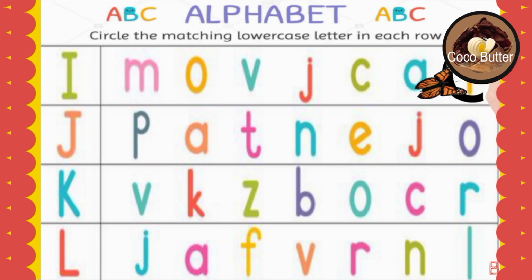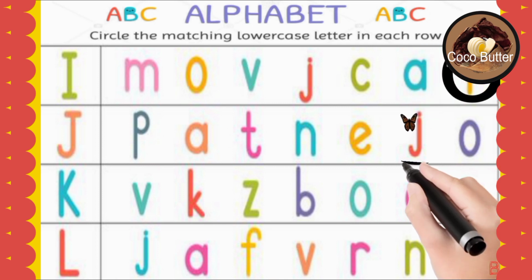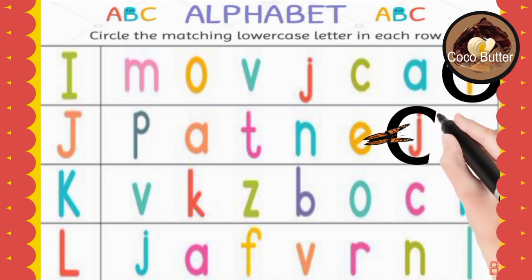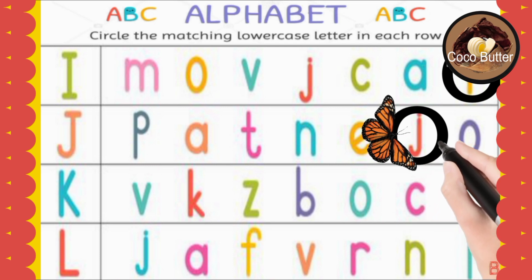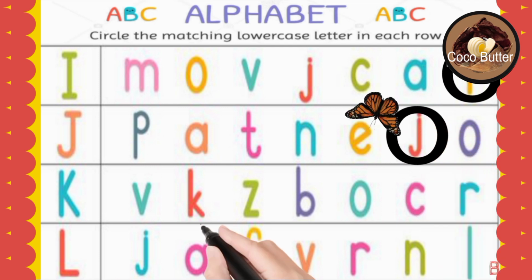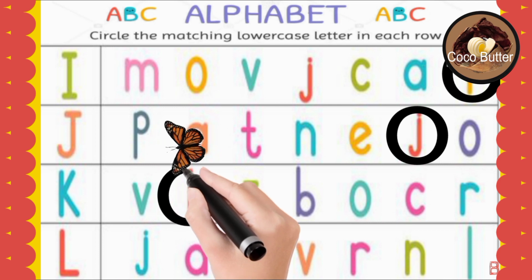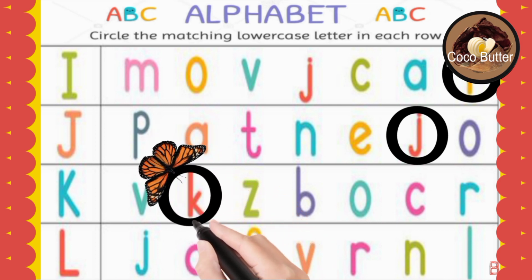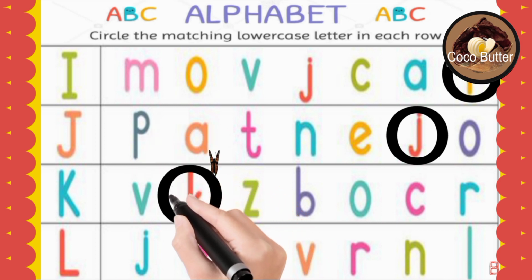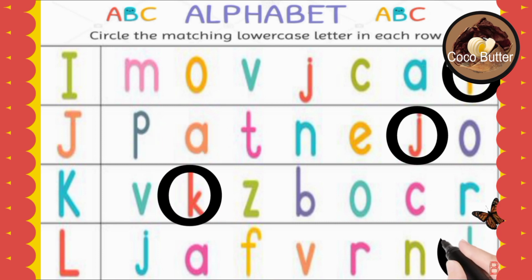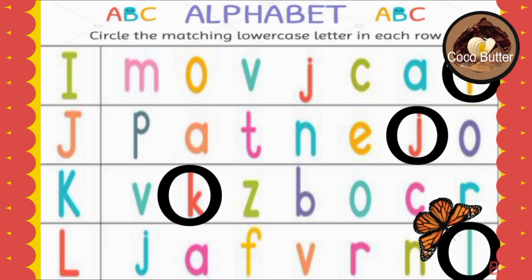I, capital I, small i. I is for igloo. Capital J, small j. J is for jacket. Uppercase K, small case k. K is for king. Capital L, small l.